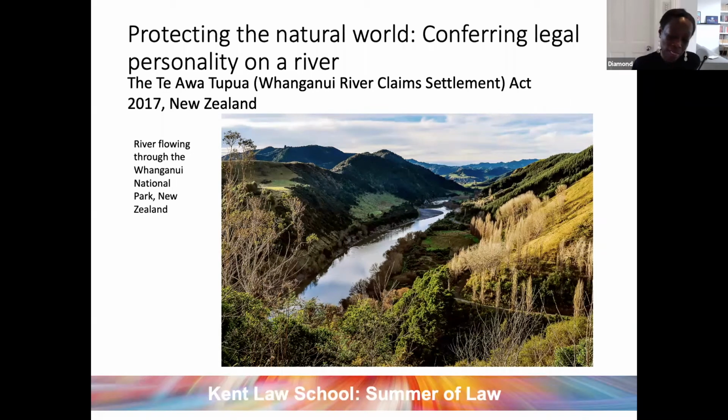In 2017, the New Zealand Parliament passed a historic statute to recognise the special relationship between the Wanguni River and the people whose ancestors lived in that area for centuries. This act, the Te Awa Tupua, the Wanganui River Claim Settlement Act, dictates that the Wanganui River is a living entity and a legal person with rights that can be judicially enforced. The enforcement is done by human guardians in a court.